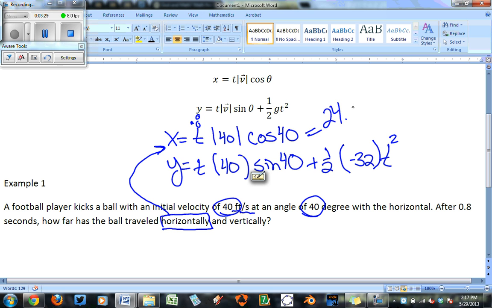If you didn't get that, the first thing to do is make sure your calculator is in degrees. And again, for the vertical distance, all we're going to do is plug in 0.8 for t everywhere we see t. And when you do this on your own, you should get 10.3 feet.